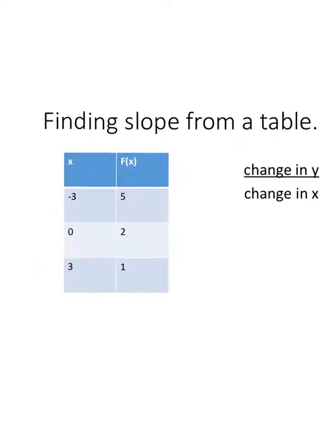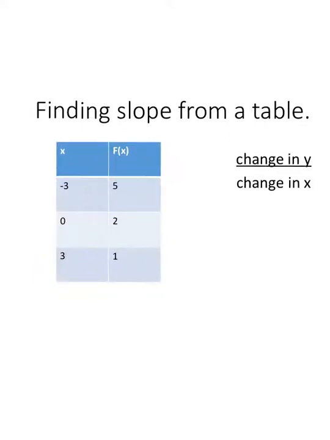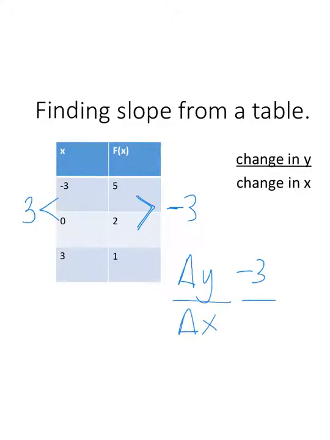So we're going to look at the change in y. This one is dropping by 3. The change in y is dropping by 3. And then here, it's growing by 3. So the change in y compared to the change in x is dropping by 3 for every 3. That means it's dropping 1 for every 1.